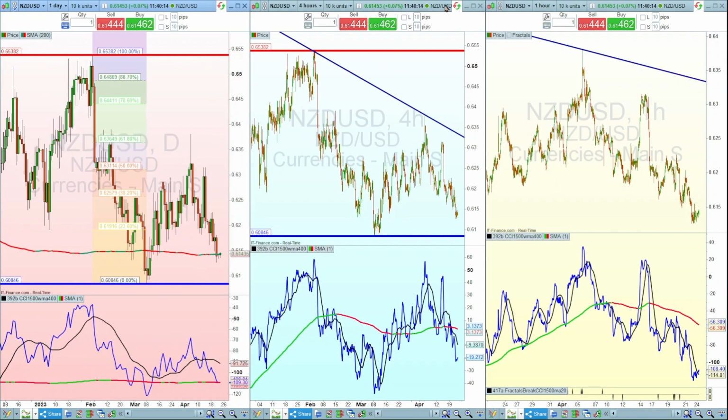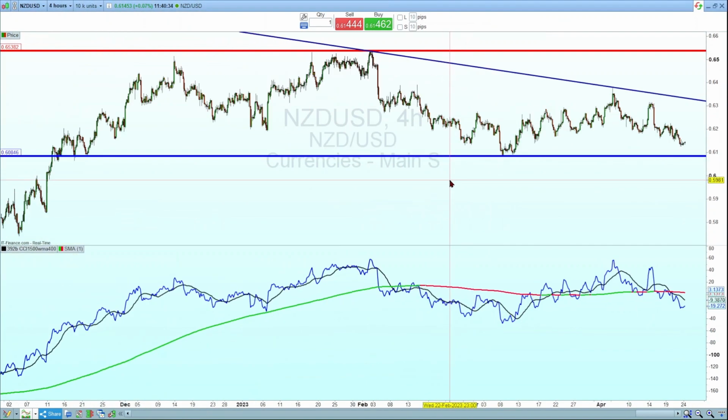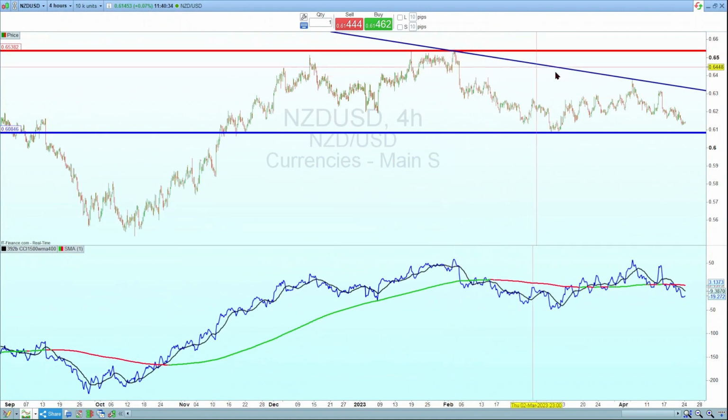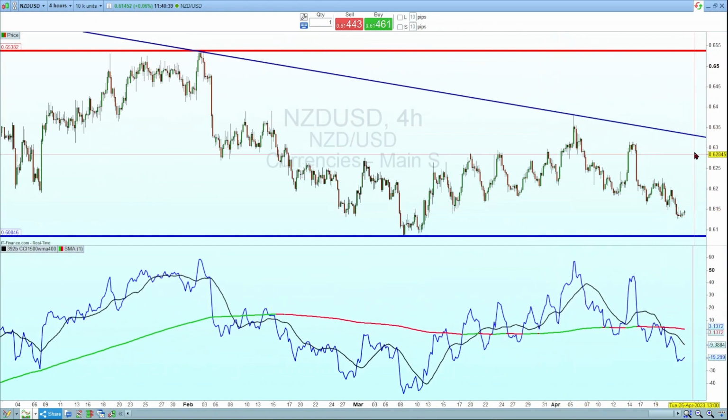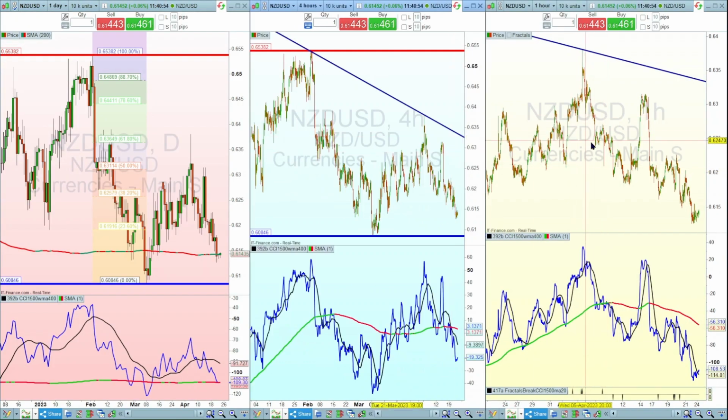On the 4 hour time frame, I've also drawn this descending diagonal trend line between those highs. So if it does retrace to the upside, that's something to look out for in terms of a potential resistance area. But again, by that stage, we'll see a break above this moving average if that happens. So at the moment, we're still in this bearish outlook on the 4 hour.